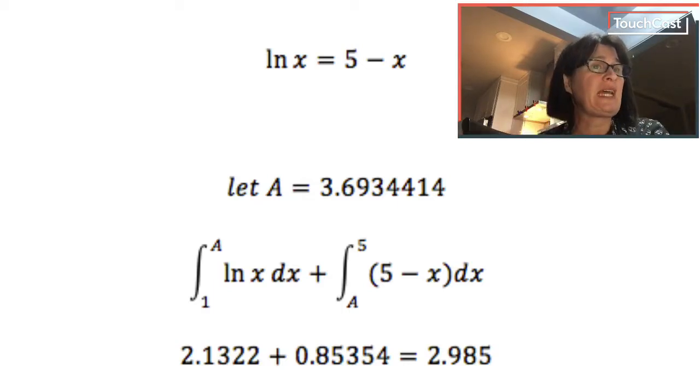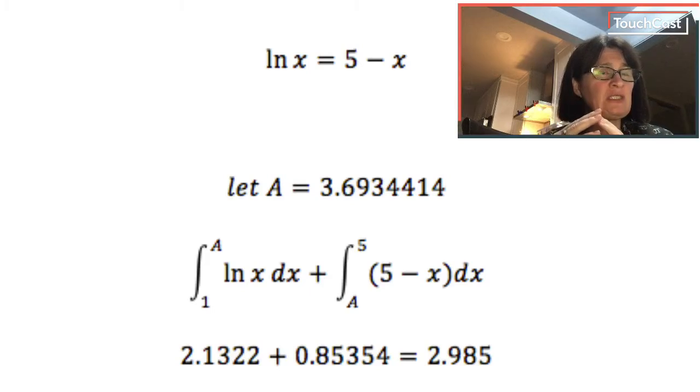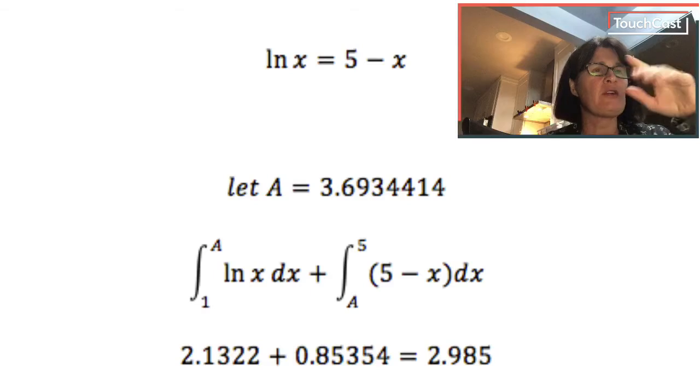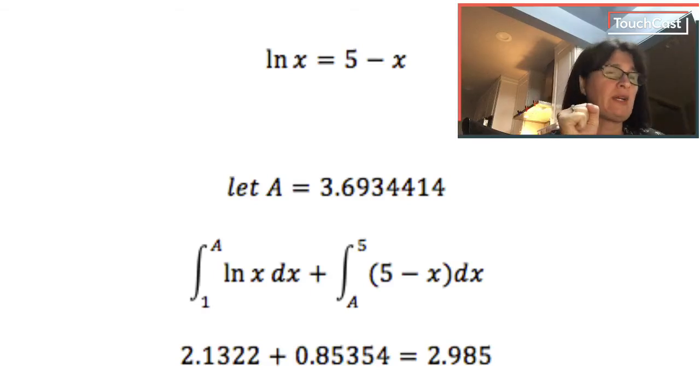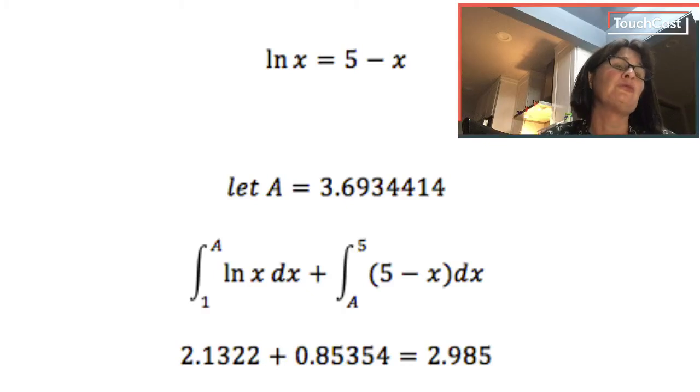Now I'm going to integrate. My leftmost x is 1. The rightmost x of the first section is a. And then my second section, where the top curve is 5 minus x, goes from a all the way to where 5 minus x intersects the x-axis, which is at 5. So I can type these two integrals into my calculator, and I know that the total area is going to be the sum of those two areas. This is how I get my final answer.